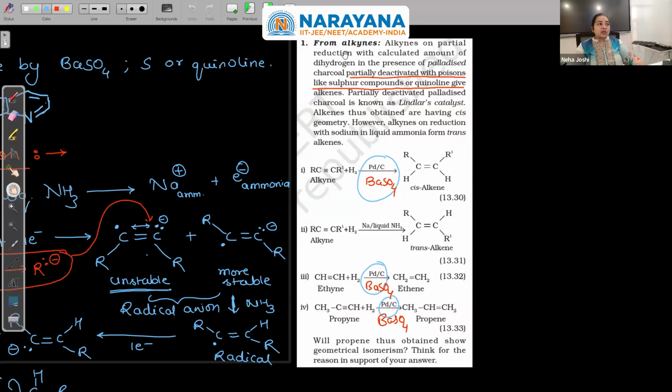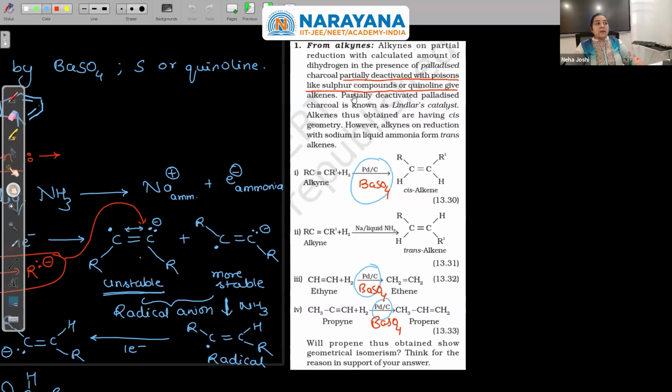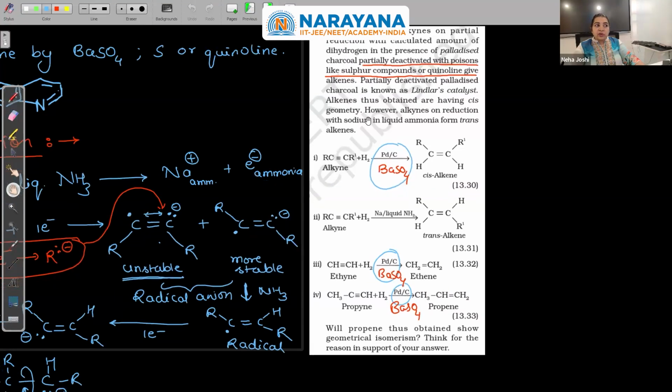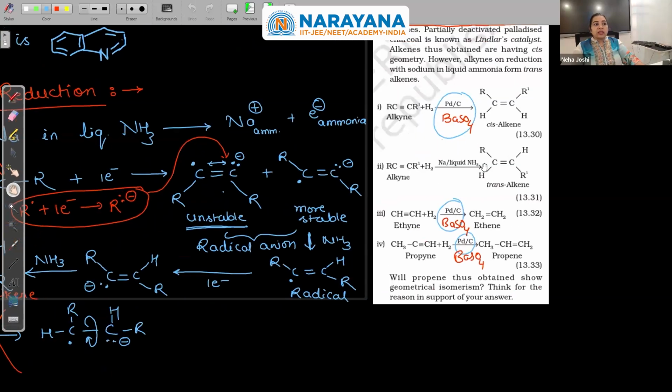See, alkynes on partial reduction with a calculated amount of dihydrogen in the presence of palladized charcoal, partially deactivated with poisons like sulfur compounds, BaSO4 or quinoline, give alkenes. Partially deactivated palladized charcoal is called Lindlar's catalyst. Alkenes thus obtained have cis geometry. However, alkynes on reduction with sodium in liquid ammonia form trans. Now, they are not mentioning the name Birch here, but they have mentioned that sodium in liquid ammonia gives trans.